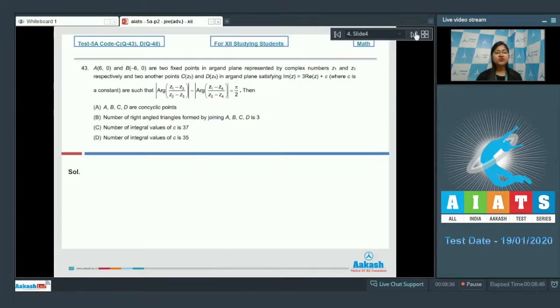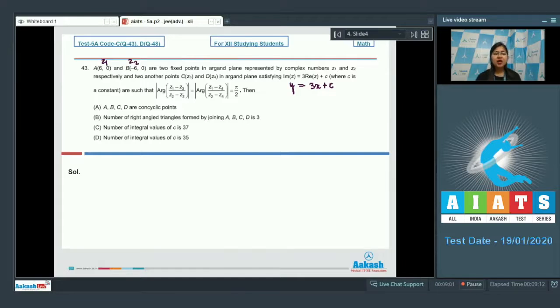Next is question number 43, which says A and B are two fixed points in Argand plane represented by complex numbers Z1 and Z2 respectively. So this is Z1 and this is Z2. Two other points C and D in Argand plane are satisfying the equation. Let us say Z is x plus iota y. So they are satisfying y equal to 3x plus c, where c is a constant.